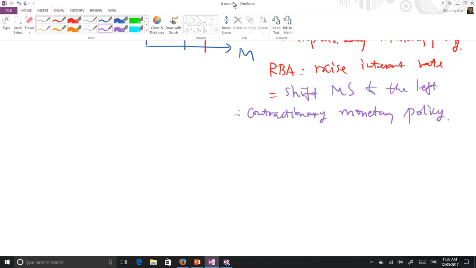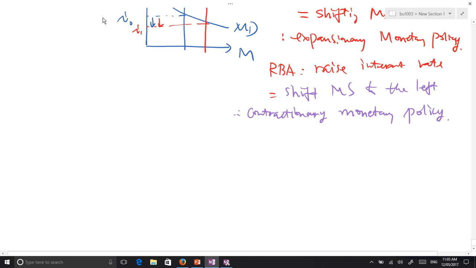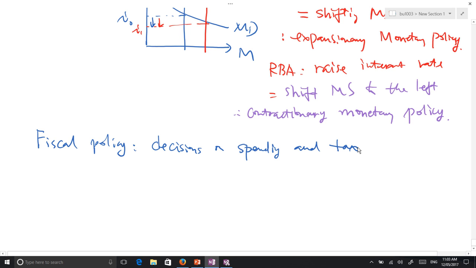The government can also manage the economy through fiscal policy, which is the government's decision on spending. They want to increase or decrease spending, and tax. They want to increase or decrease the tax. So we note that aggregate demand is composed of C plus I plus G plus the export. So the government can directly decide whether they want to increase or decrease the spending.